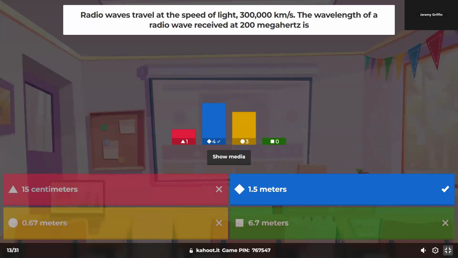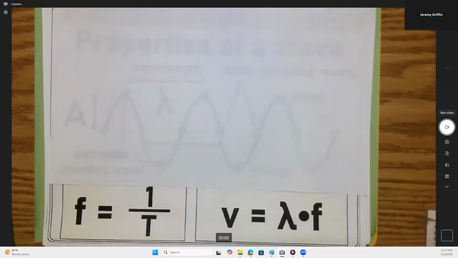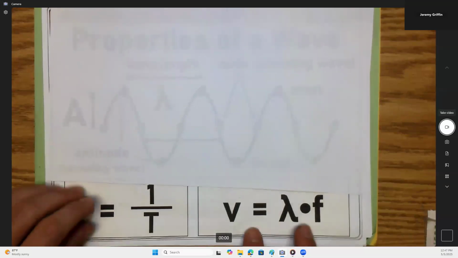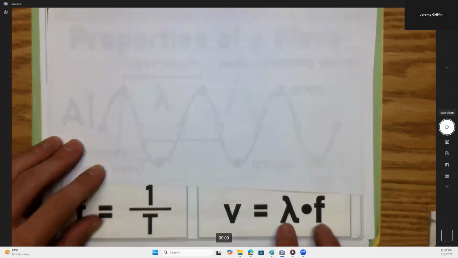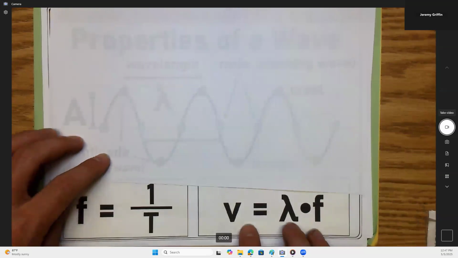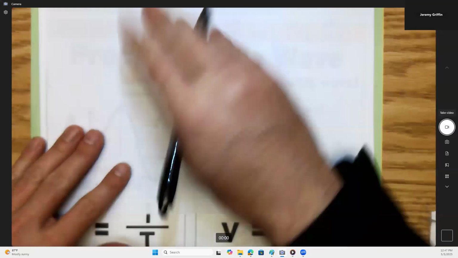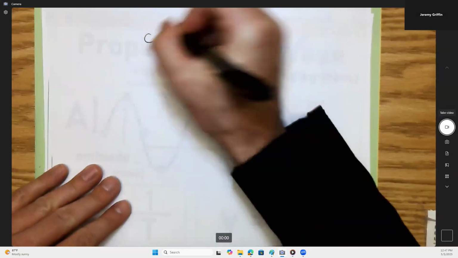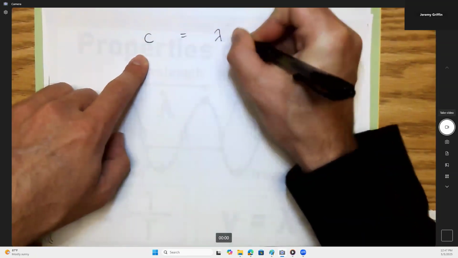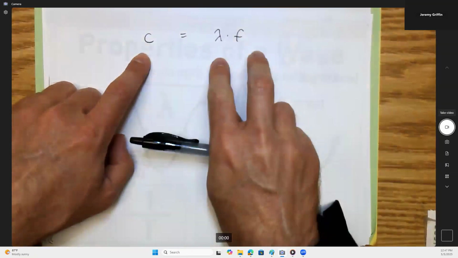All right, let's check this out. The version on the screen was c equals lambda f. This is more generally v equals lambda f, so speed equals wavelength times frequency. Now let's do it for light. What has a special speed? Speed of light, I'll call c. If I'm talking about electromagnetic waves, I might use that version.